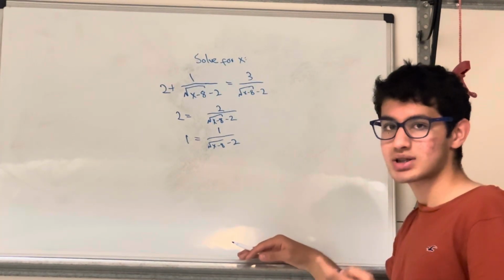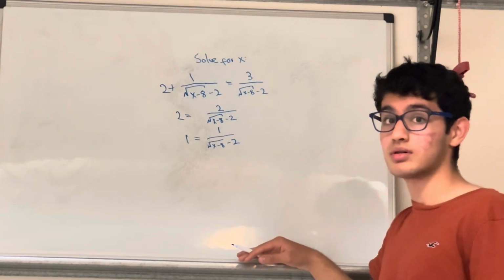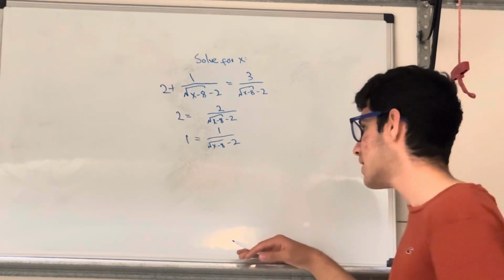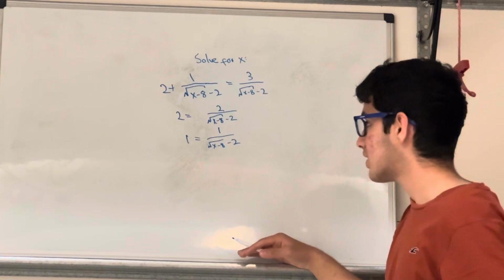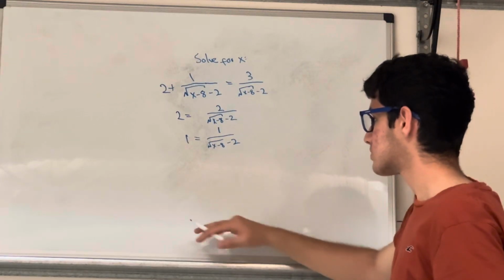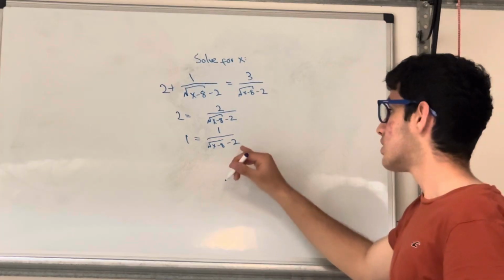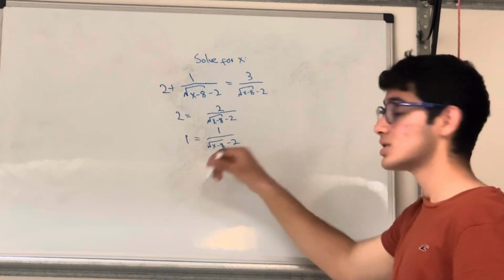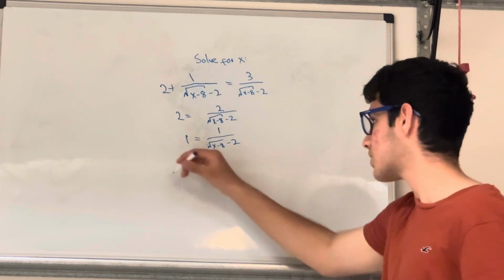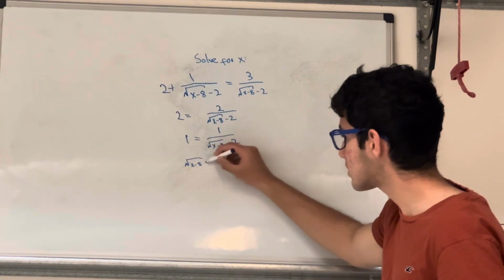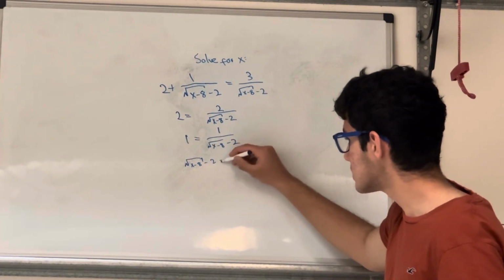So you can probably skip the next few steps if you just think it through, if you just do the work in your head. But I will show you everything just so that we can be very thorough in our handling of this question. We still want to isolate x. So we're going to multiply both sides by this denominator. That will give us the square root of x minus 8 minus 2 is equal to 1.